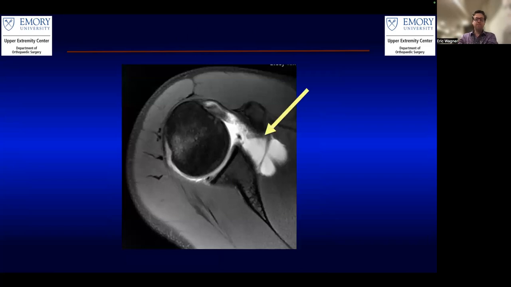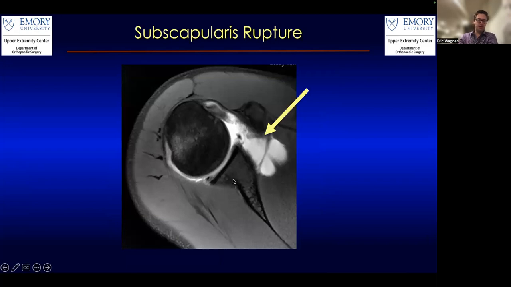Here's another example of subscapularis pathology. You can see basically just blank on here. So maybe some remnant tissue there, but just blank for the most part. Here's your coracoid, here's your glenoid, there's just nothing underneath there.